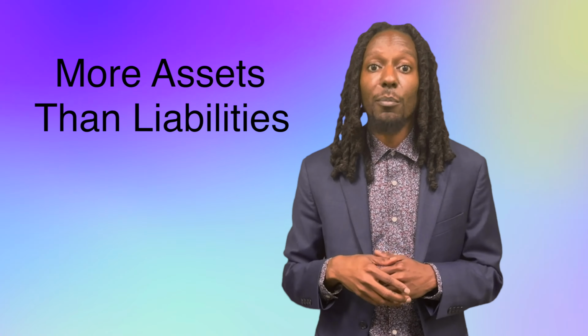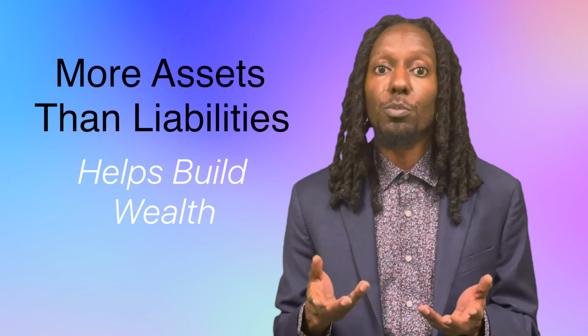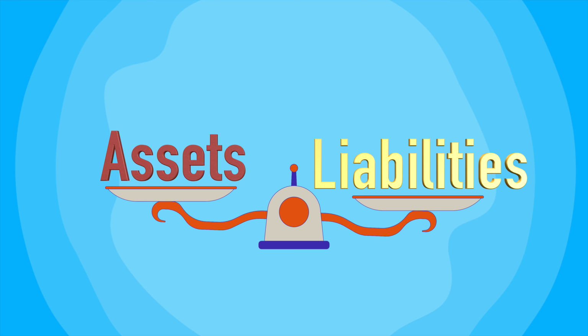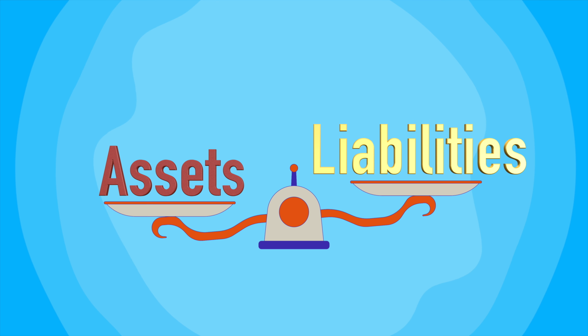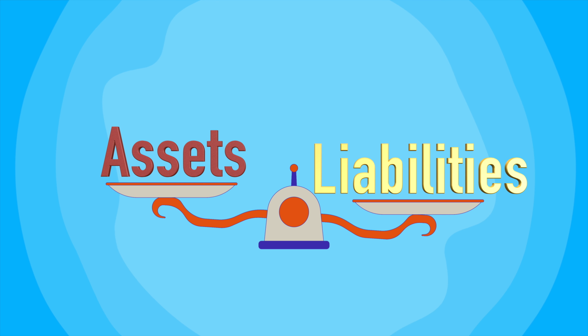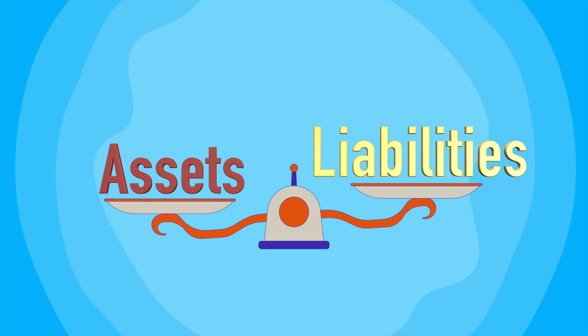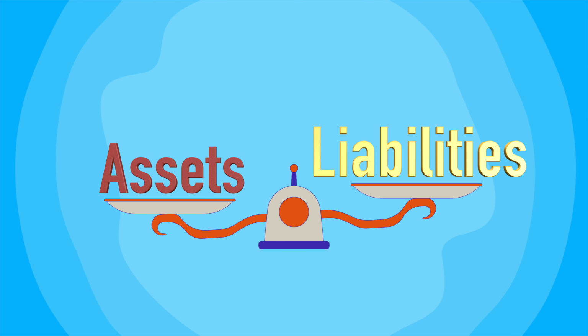However, that doesn't mean you shouldn't buy a home just because it may carry a liability. It just means that you need to manage your assets and liabilities wisely. The goal is to have more assets than liabilities, and this is what helps you build wealth. Think of it as a scale with assets on one side and liabilities on the other. Your job is to keep the scale tipped towards assets as much as you can. In essence, building wealth is all about owning more and owing less.